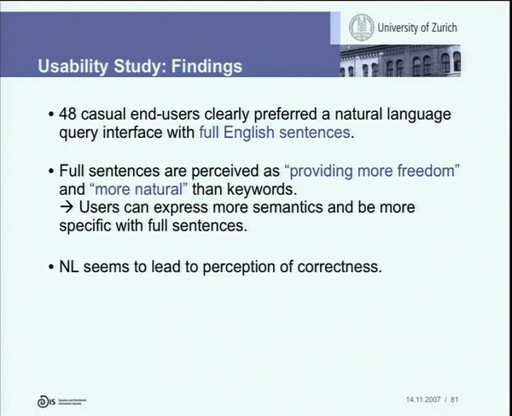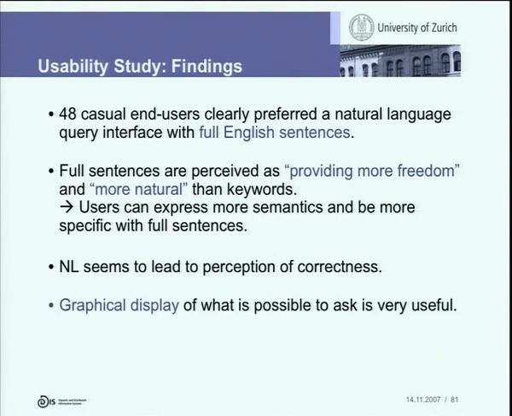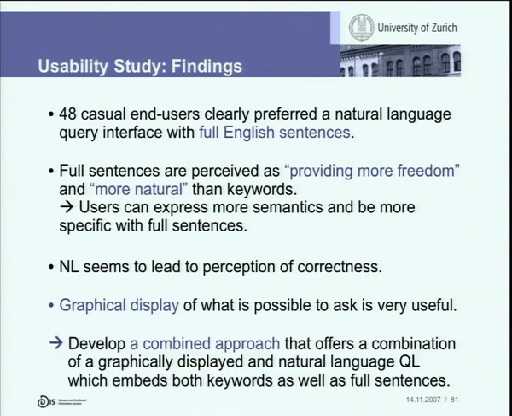NL seems to lead to a perception of correctness, especially if it is put into a conversation. Is this the answer you were looking for? We didn't have this in, but I'm sure if you had a conversational interface, people would rate it even higher. A graphical display of what's available, or some notion of what's available, is helpful because it allows you to understand what is searchable. And what's probably best would be to develop some type of combined interface that allows you to use fragments of natural language with fragments of keywords to exploit the advantages of both those elements.